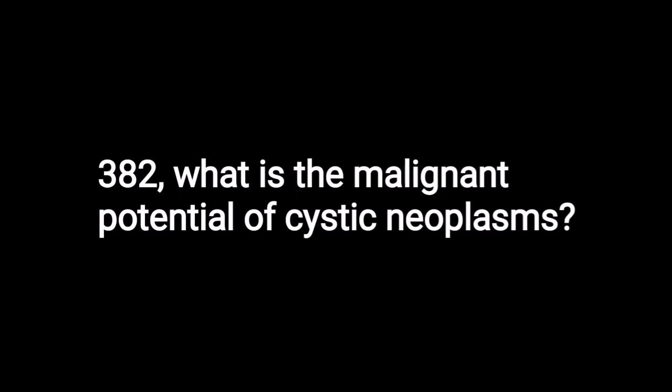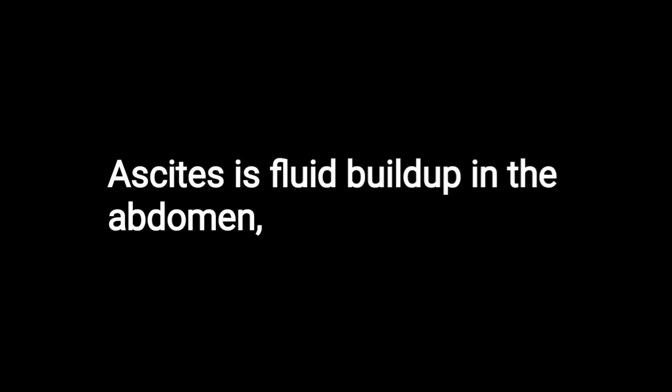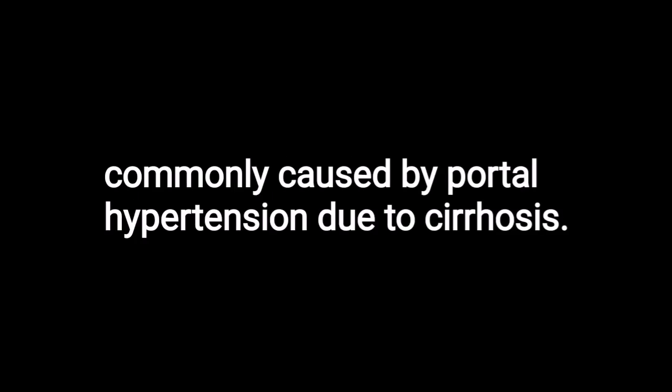382. What is the malignant potential of cystic neoplasms? The malignant potential ranges from 0 to 70%. 383. What is ascites, and how is it related to liver disease? Ascites is fluid buildup in the abdomen, commonly caused by portal hypertension due to cirrhosis.